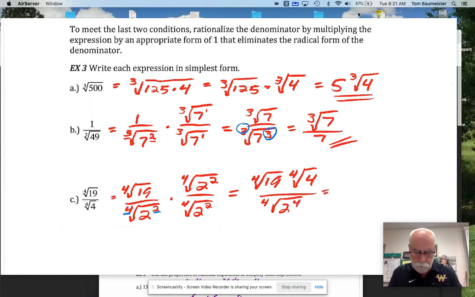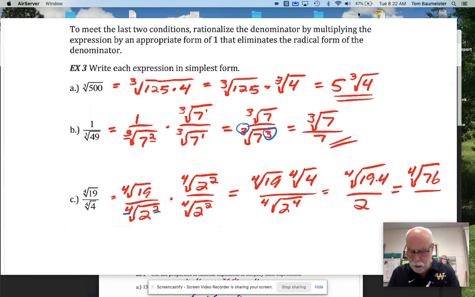Okay? So on the bottom, you'll agree with me now, it's just going to be 2. And on the top, again, I want 1 radical. So on the top, I'm going to multiply the 19 and the 4. And if I multiply those together, my final answer is the 4th root of 76 divided by 2.